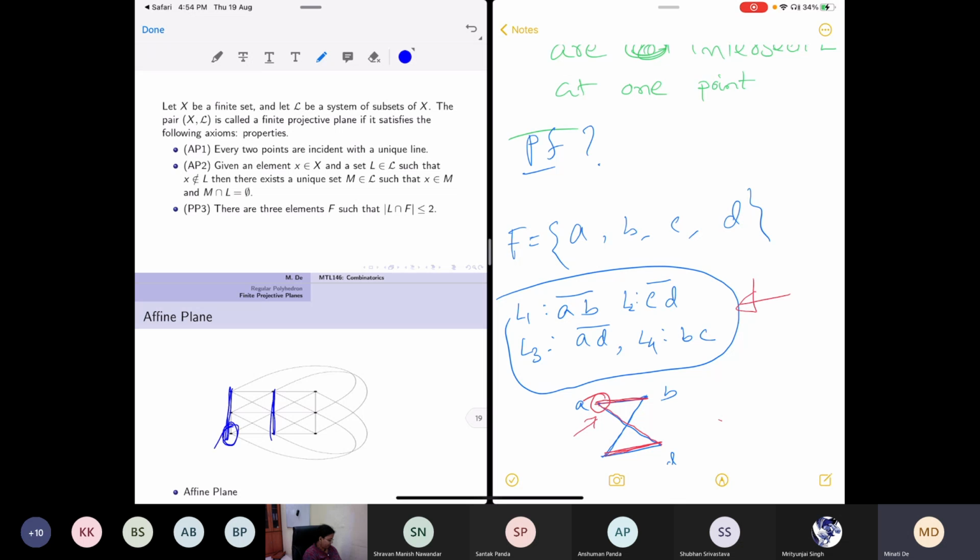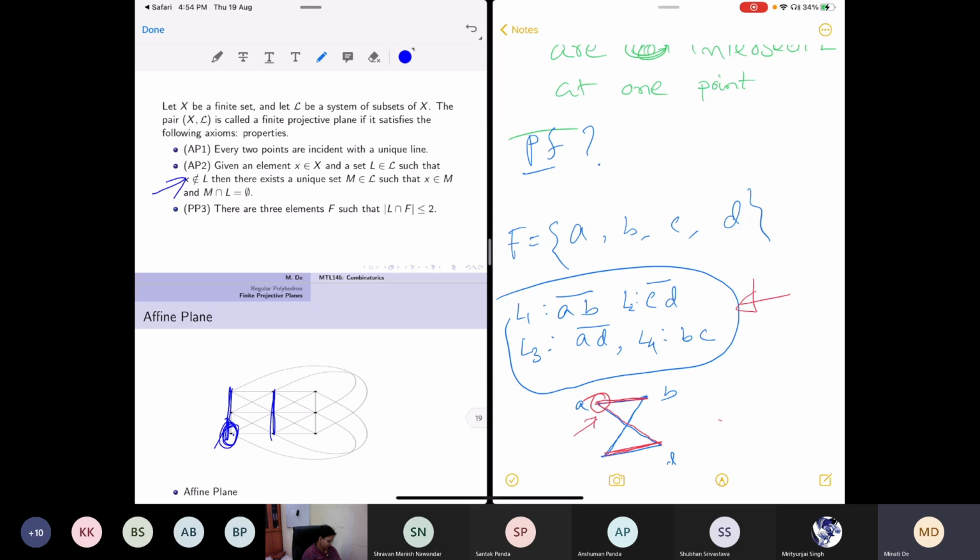Okay, so this property you can check for all other points which satisfy such a condition, and you can verify it. And now the question is, what are the 3 points such that they are not collinear? Okay, that you can find.